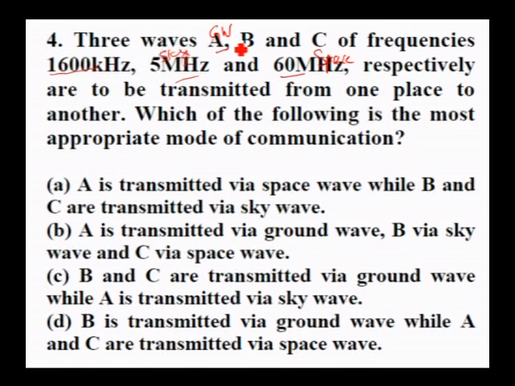So A is ground wave, and that is given here. A is transmitted via ground wave, B via sky wave, C via space wave. So we can go for choice B.